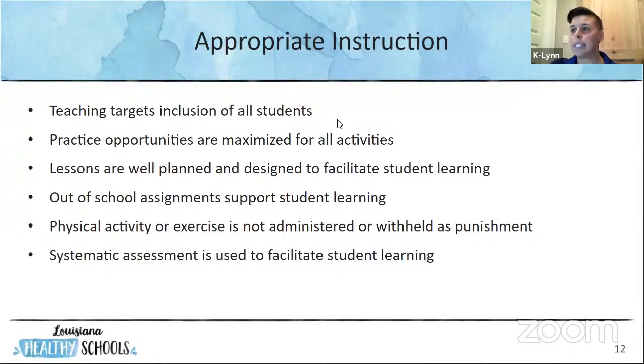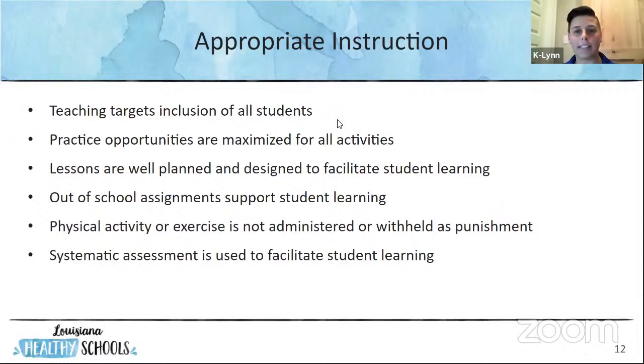The next area is appropriate instruction for our students. So, teaching targets and inclusion of all students. This is really important because, like Carrie mentioned in the picture that she showed, all of our students need to be included in our lessons. They need to be well organized, so we minimize transition time, just like in the classroom setting. And we want to make sure that they're all included, whether that means arranging it appropriately with adequate equipment, etc. If we don't have equipment for all of our students, we might do stations, so that way they can be working on different things.